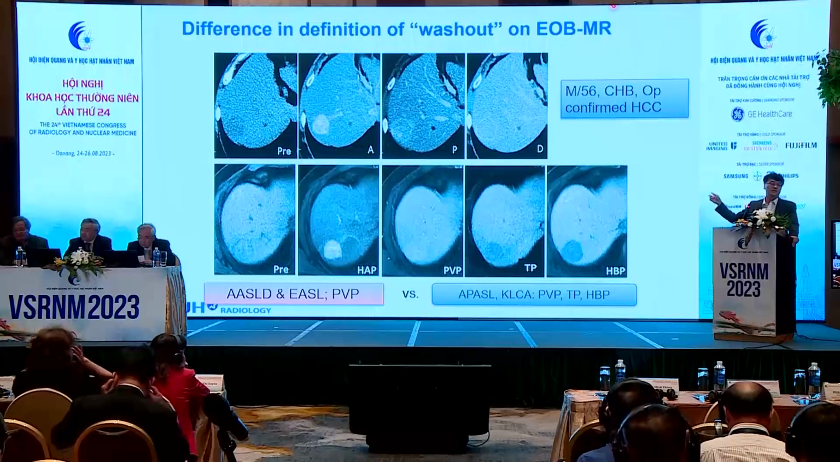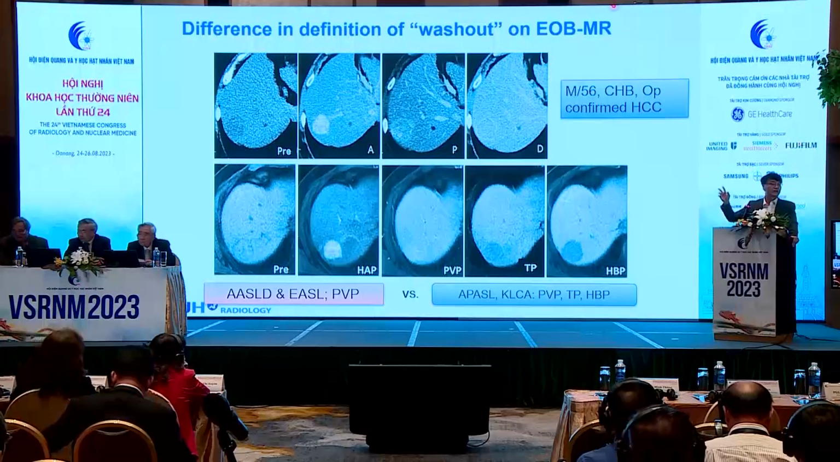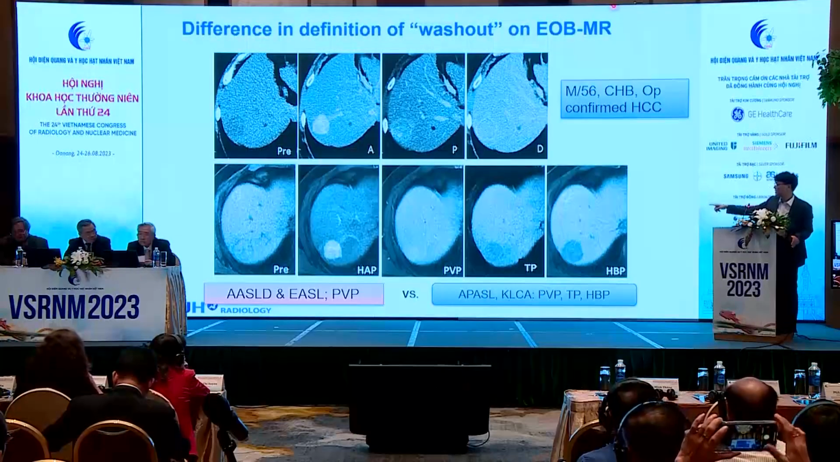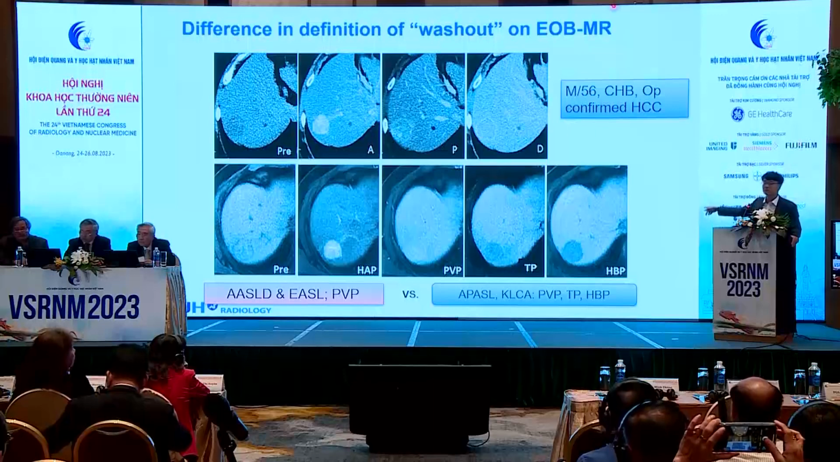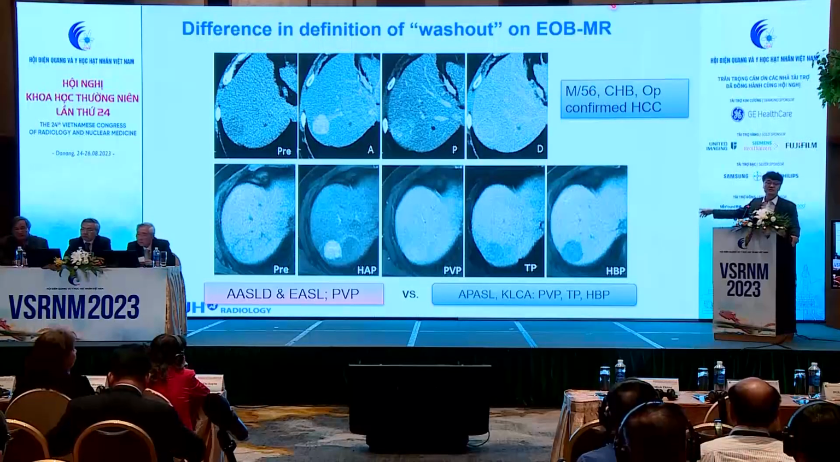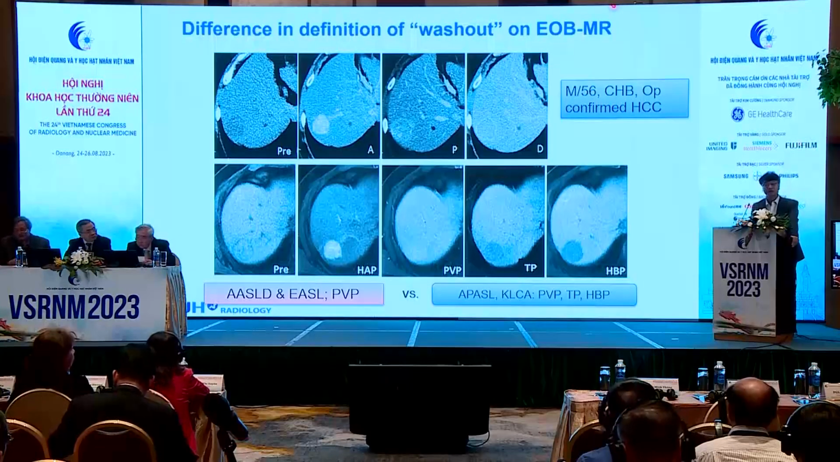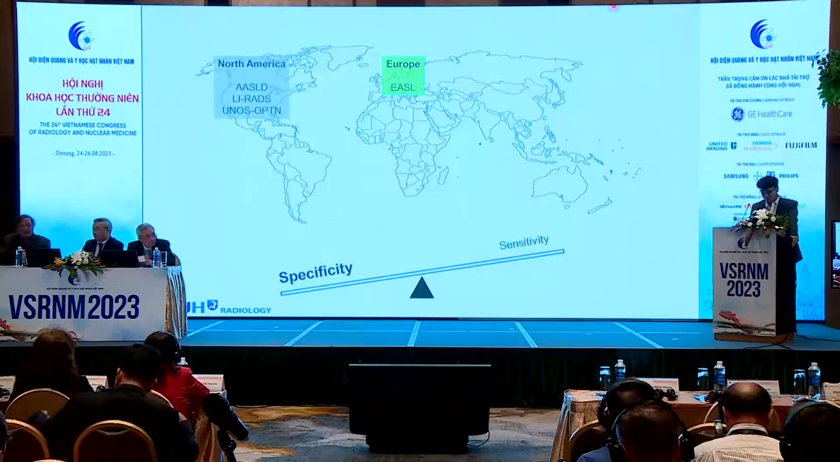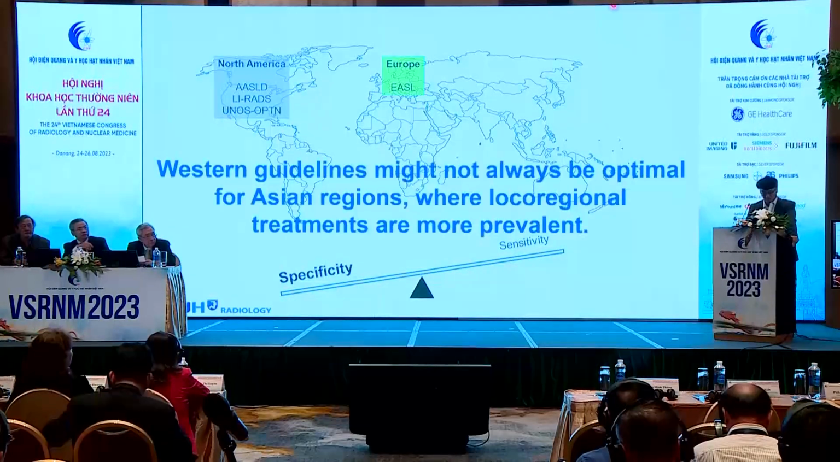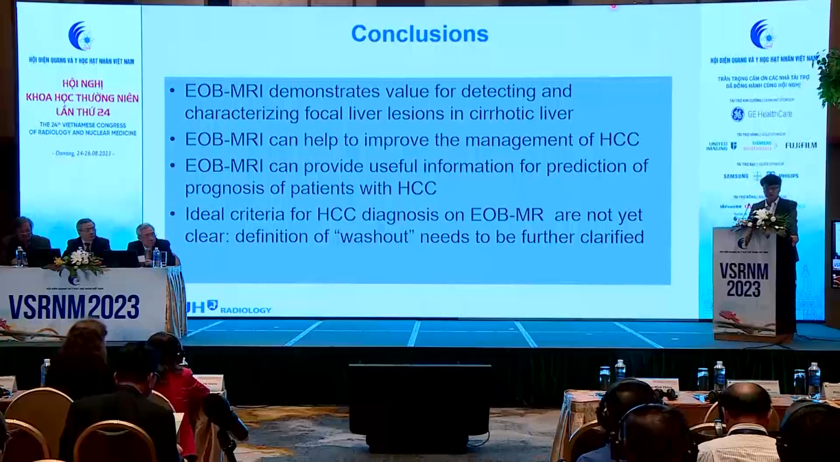Here is a case of HCC showing arterial hyperenhancement and portal isoenhancement, hepatobiliary hypoenhancement. So if you use the Asian guideline, you can make a correct diagnosis of HCC, whereas if you use a Western guideline, you cannot make a diagnosis. So I explained the major reason why Western society uses the strict criteria.